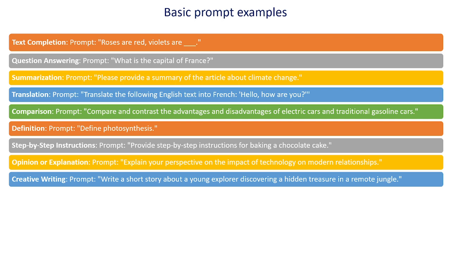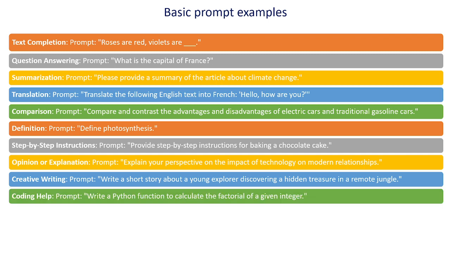Suppose you want to write any poem or essay, then you have to write the prompt like this: write a short story about a young explorer discovering a hidden treasure in a remote jungle. You have to be very descriptive, so that your machine learning model, your large language model, can understand what you want. By that way only it will generate the essays or writings.